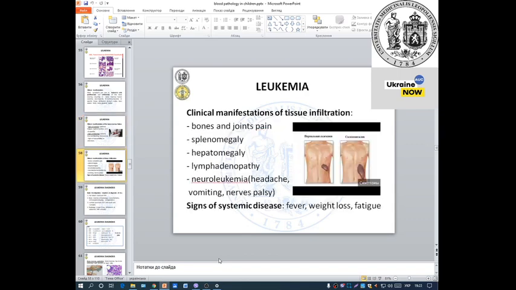Clinical manifestations of tissue infiltration with blast cells are bone pain, splenomegaly, lymphadenopathy, neuroleukemia, headache, vomiting, nerve palsy. Signs of systemic disease are also typical for leukemia: fever, weight loss, fatigue.